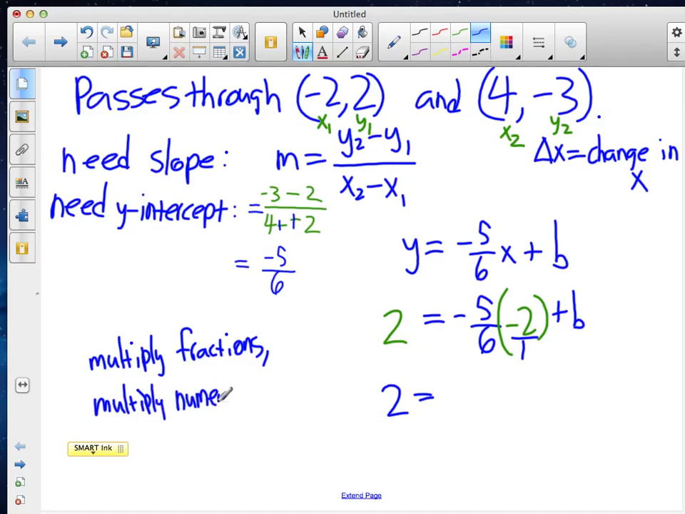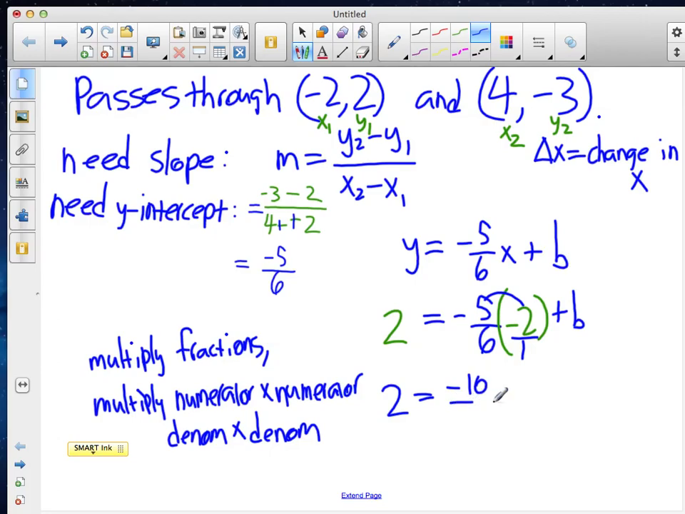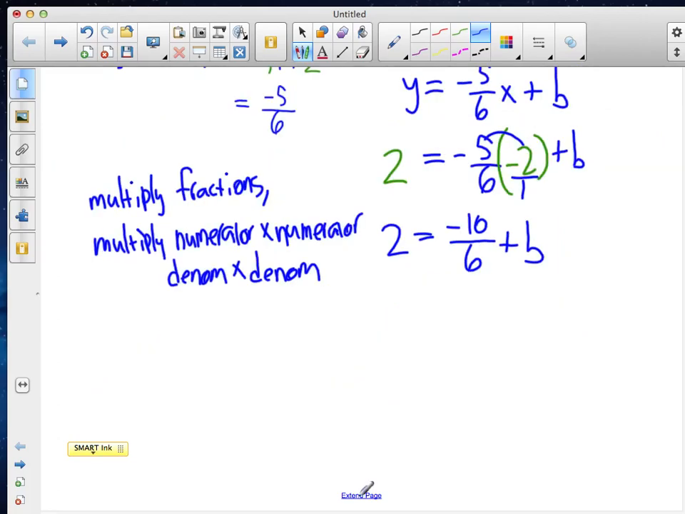So it's numerator times numerator and denominator times denominator. So this fraction is going to multiply to 5 times negative 2 is negative 10. And 6 times 1 is 6. So negative 10 over 6 plus b. And negative 10 over 6, in fact, reduces, since they're both divisible by 2, they're both even numbers. So that's negative 5 over 3 plus b.